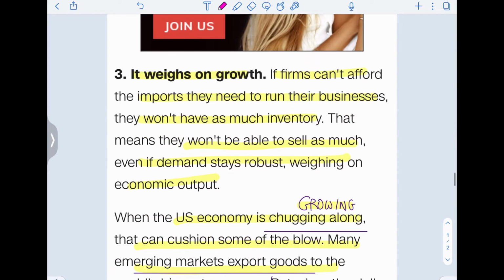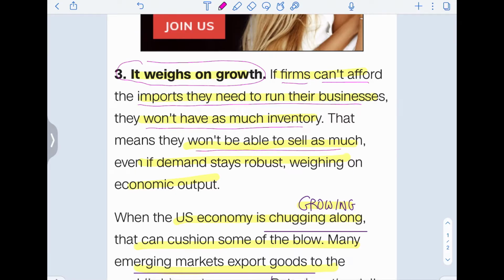The last problem is that it weighs on growth. It slows down economic growth. If firms cannot afford the imports they need to run their businesses, that means they won't have as much inventory. That means they won't be able to sell as much, even if demand stays robust, so it weighs on economic output.